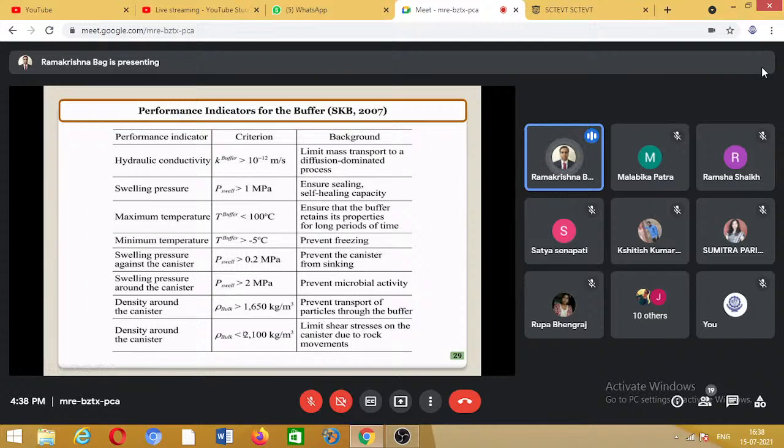And it should be less than 2.1 kg per meter cube in order to limit stresses on the canister and the rock movements. Because if it is very high, the higher you compact, when it comes to water, it will try to expand more. As the expansion is retarded, it will exert more pressure, and this can actually cause rock failure in the nearby places, or the canister itself can break. Okay.